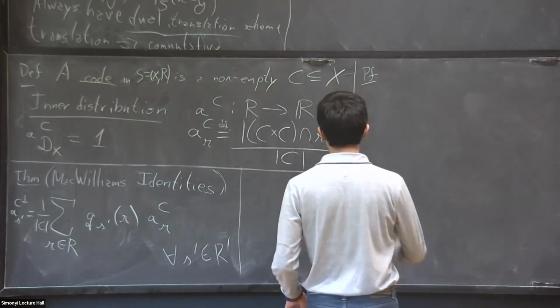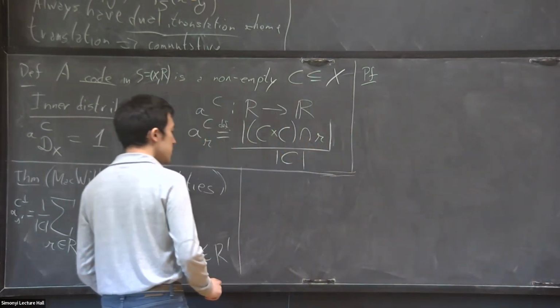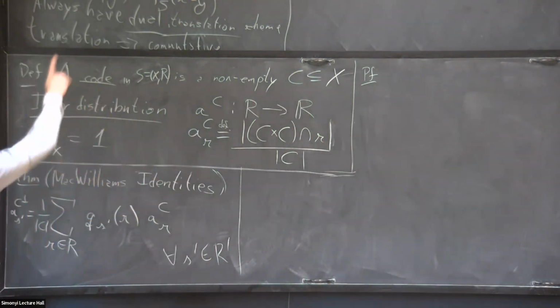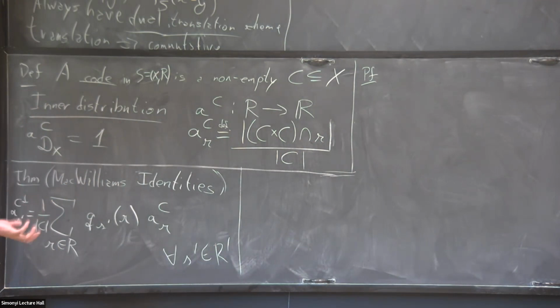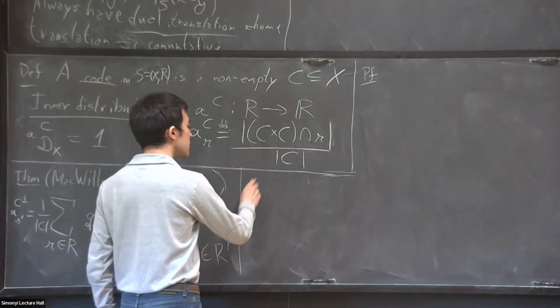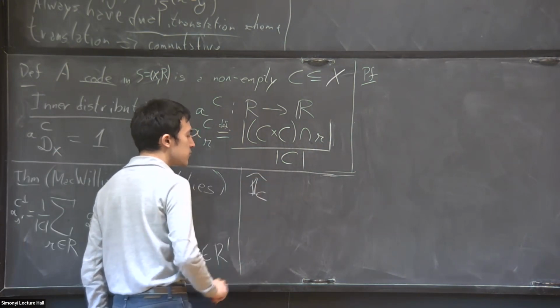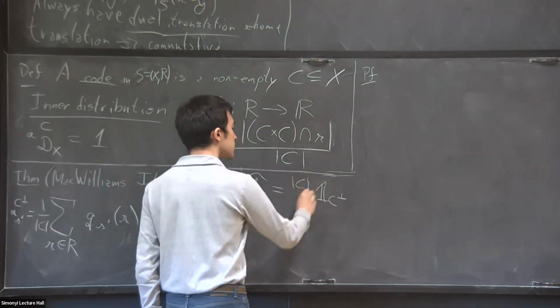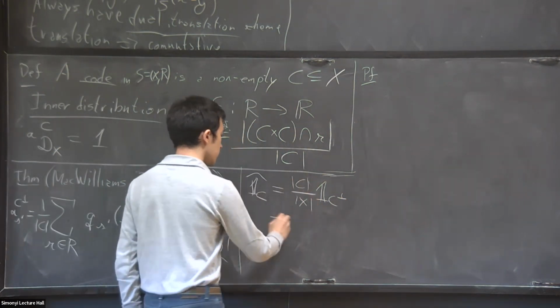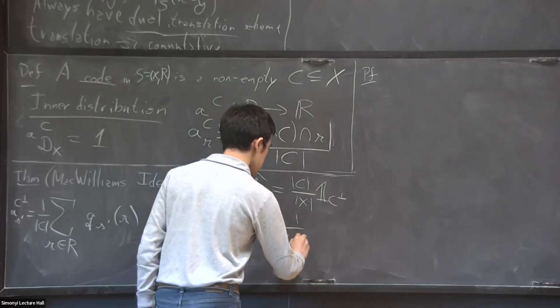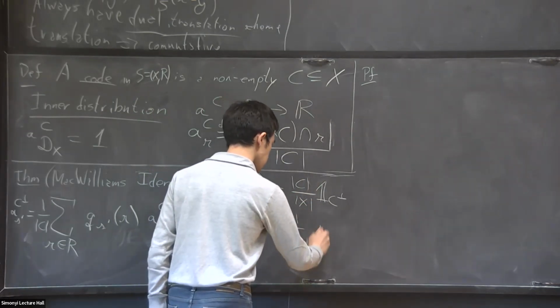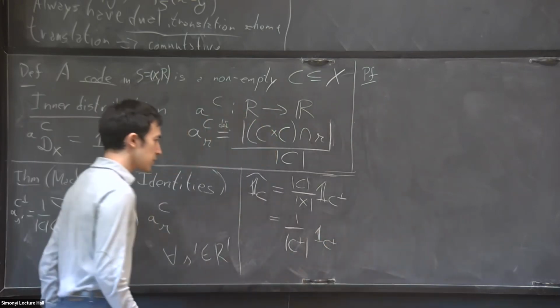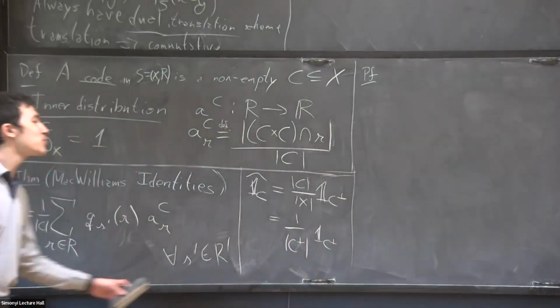Before I show the MacWilliams identities, I need a couple of observations. Now we're working over translation schemes, so we actually have a Fourier transform. We don't have to pretend. Not only do we have these P and Q functions, but we actually have a Fourier transform. What happens if I have a linear code or an additive code and I take its Fourier transform? It's not too hard to see that this is just the indicator of the dual code, with a certain normalization. You just have to check it, but it's true.